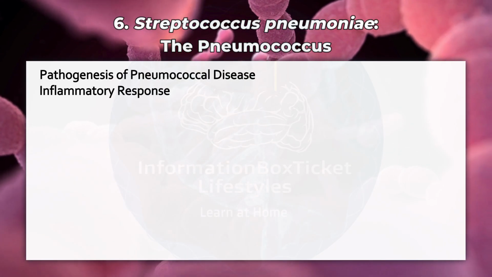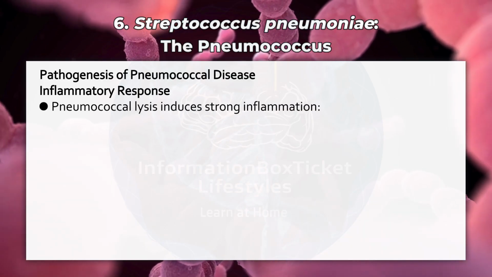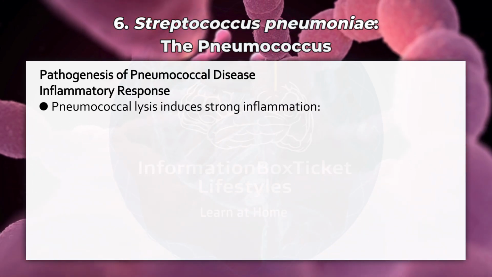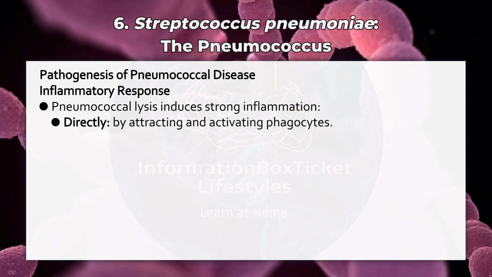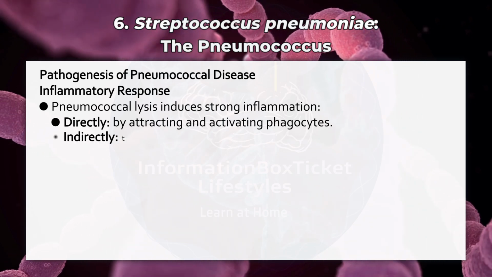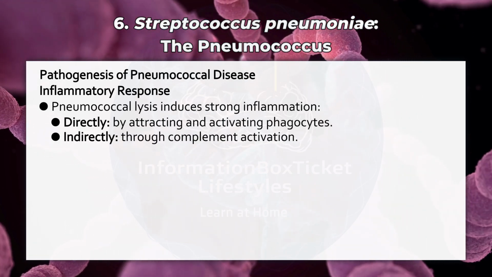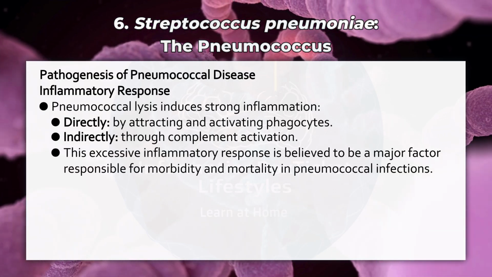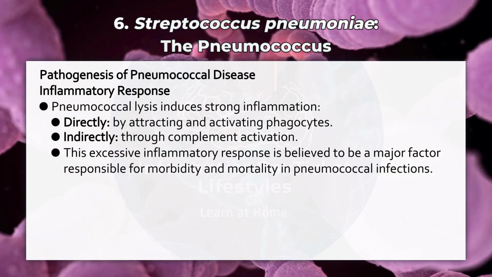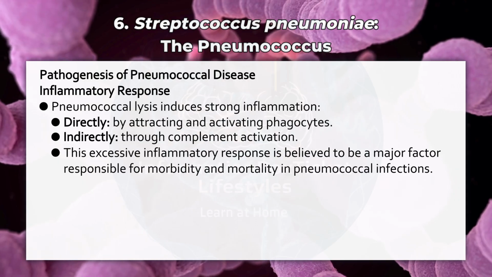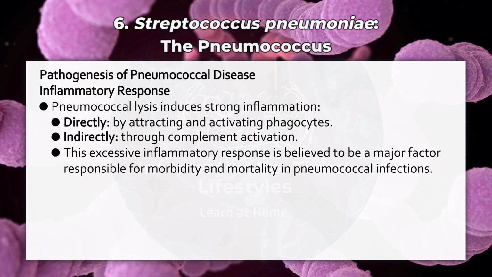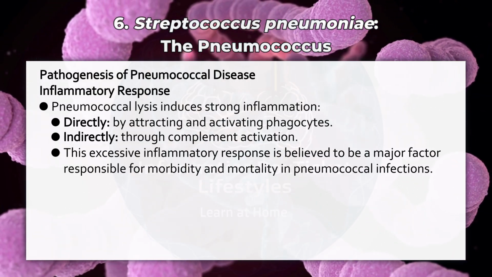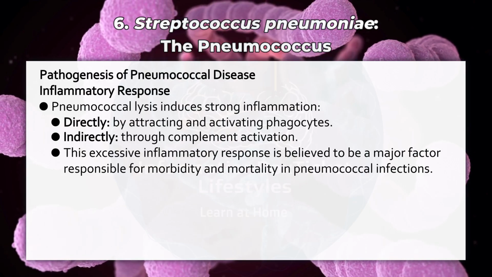Inflammatory response: pneumococcal lysis induces strong inflammation, directly by attracting and activating phagocytes, and indirectly through complement activation. This excessive inflammatory response is believed to be a major factor responsible for morbidity and mortality in pneumococcal infections.